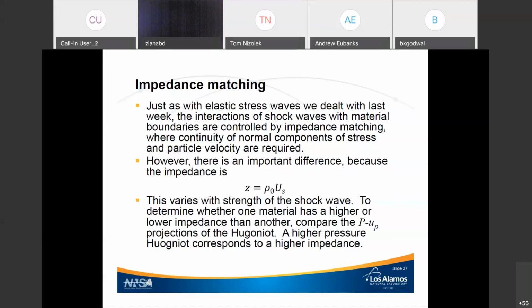If you wanted to determine whether one material has a higher impedance or lower impedance than another material, if you go and compare the pressure particle velocity projections of the Hugoniot, the higher pressure Hugoniot for a given particle velocity corresponds to a higher impedance.